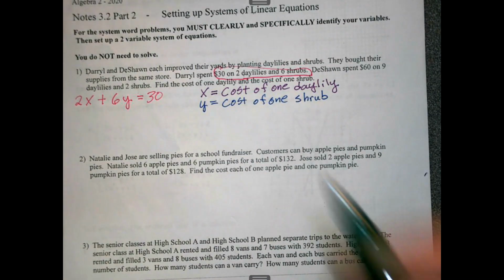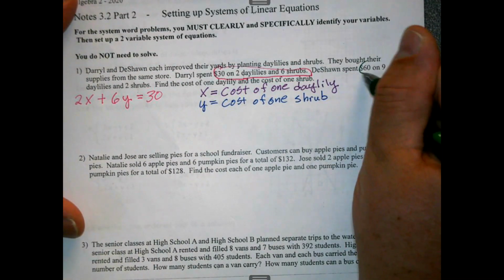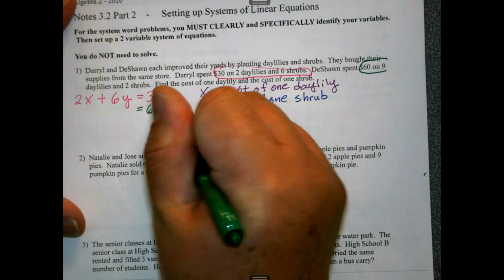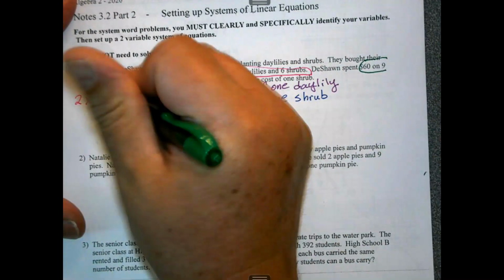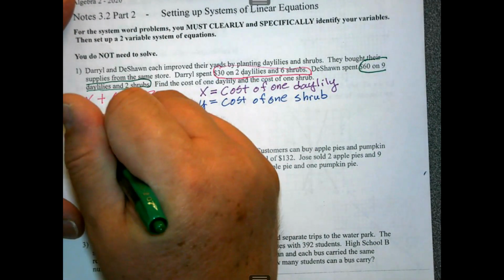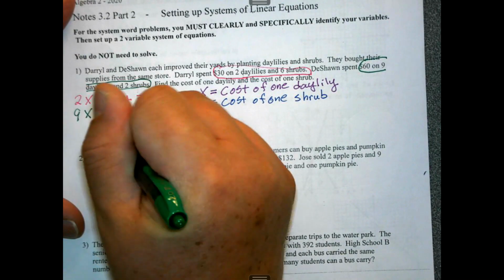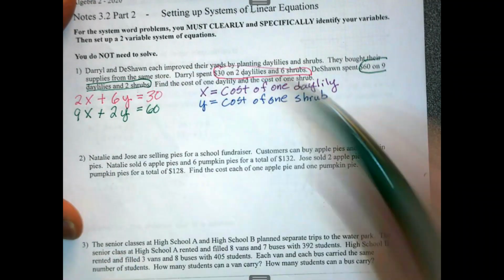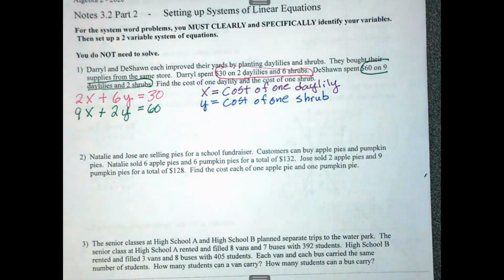The second equation was Deshaun's. He spent $60 on 9 daylilies, so 9 daylilies plus 2 shrubs. And that's all the directions tell me I have to do.